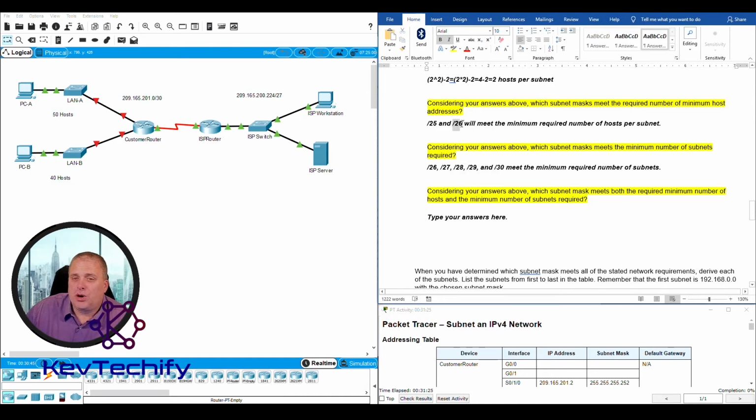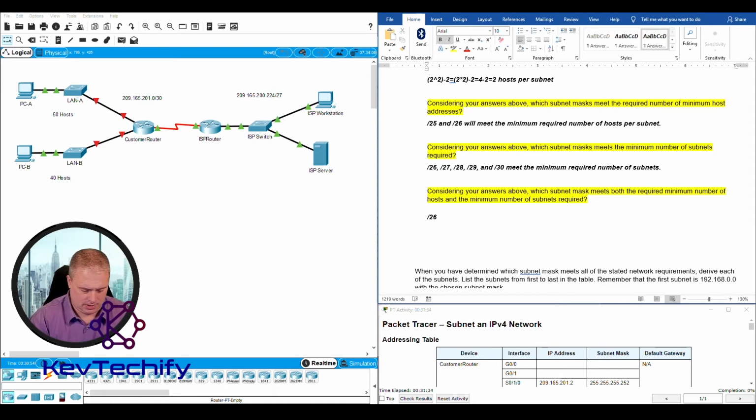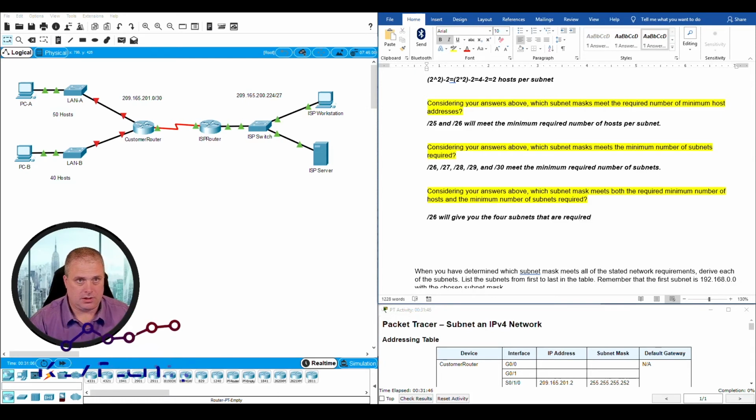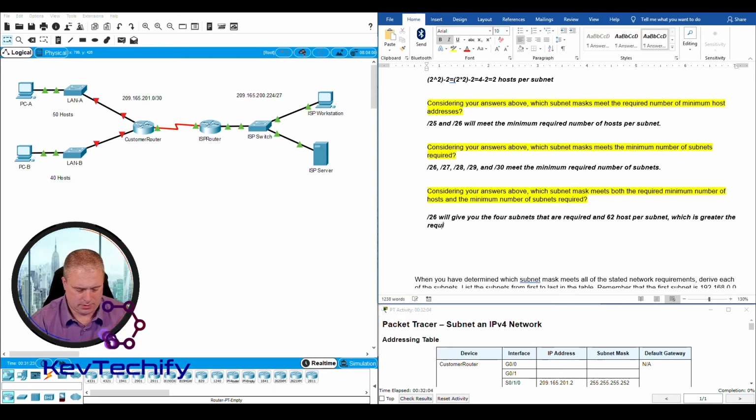The one that meets both requirements is the /26. /26 will give you the 4 subnets that are required and 62 hosts per subnet, which is greater than the required 50 hosts per subnet.